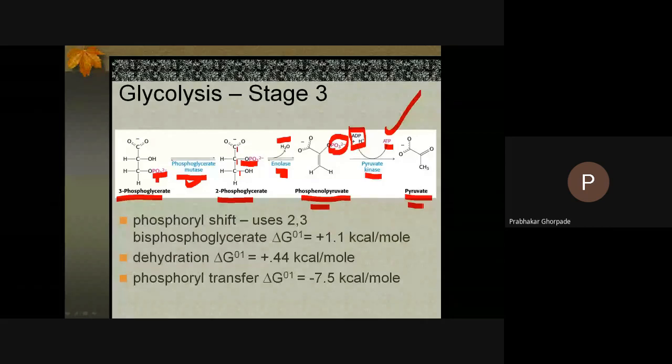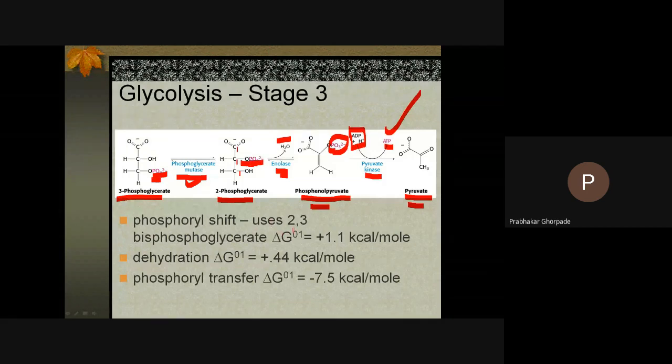Okay. So here the phosphoryl shift uses 2,3-bisphosphoglycerate. The energy involved is plus 1.1 kilocalorie per mole. This one first was a phosphoryl shift. Phosphoryl shift means this phosphate shifts from the third carbon position to the second carbon position. That is a phosphoryl shift.